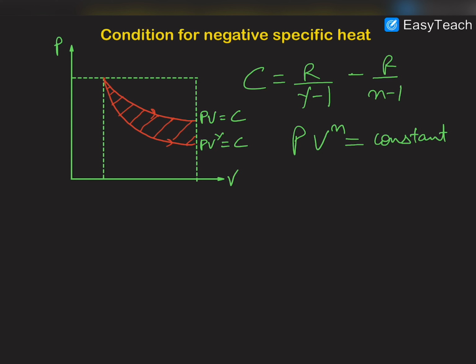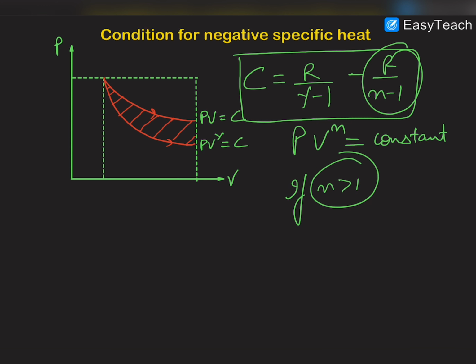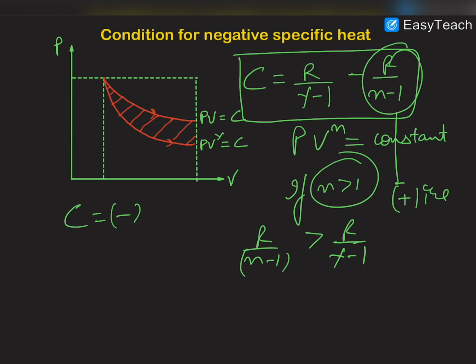In this video, we are going to discuss the condition for negative specific heat. You can see that we have already derived this formula, which is the formula for specific heat for a polytropic process, and we know that if n is greater than 1, then this term would be positive, and if this term R upon n minus 1 is greater than R upon gamma minus 1, then specific heat will be negative.